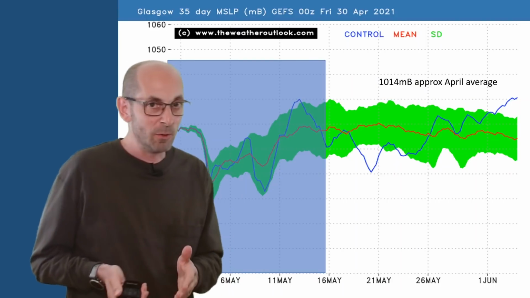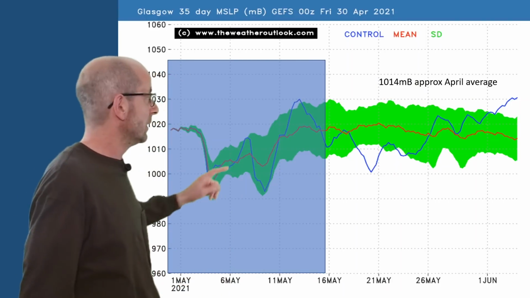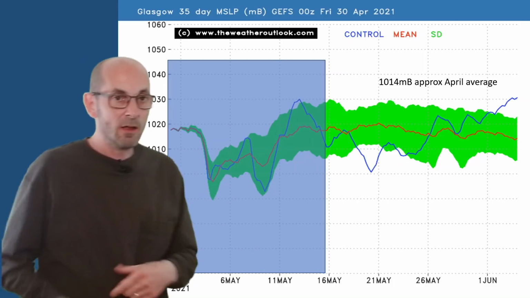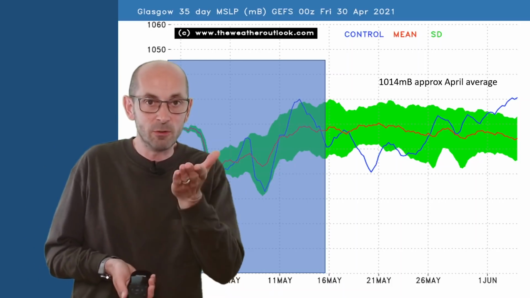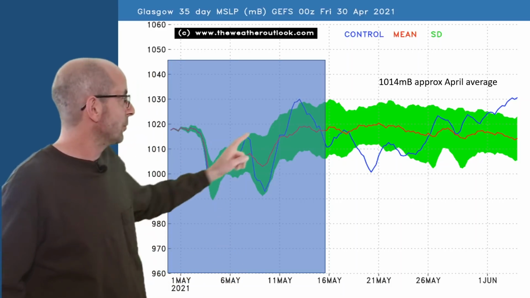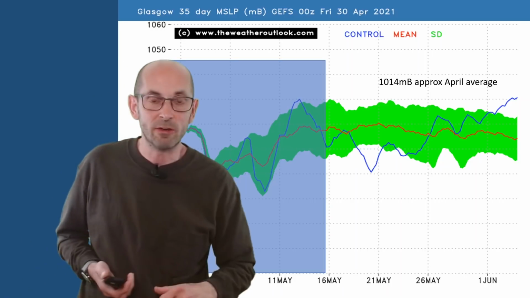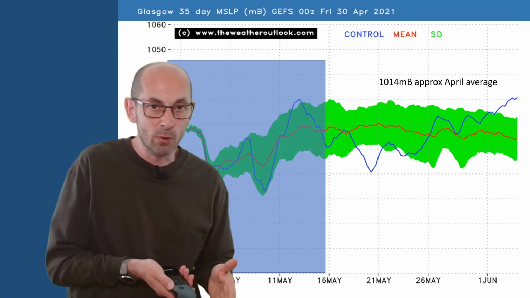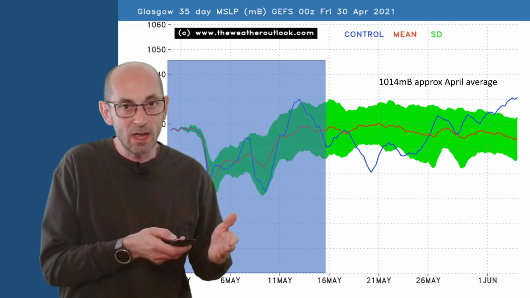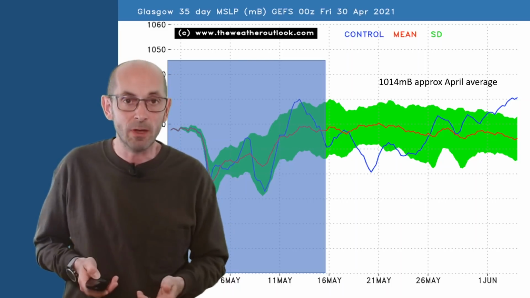Pressure, it's a similar pattern as the London plot. We can see around about the 16th to the 20th, there are signs of pressure being a little bit higher than the average. And then beyond that, it probably dips away again later in the month, once more suggesting the possibility of it becoming more changeable as we head through the last third of May.